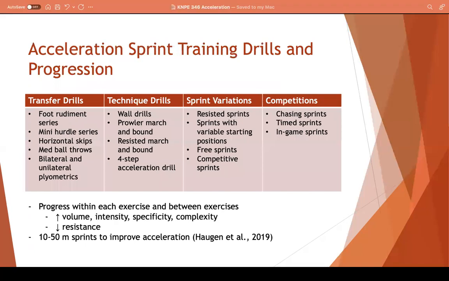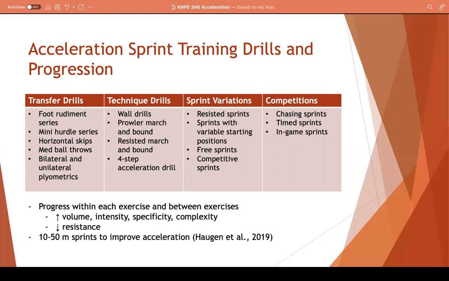Expanding on the acceleration sprint training, here is a list of transfer, technique, sprint variation, and competition drills. The foot rudiment series should be the warm-up for most sessions, as it prepares the legs' tissues, muscles, and joints for the plyometric and sprint work. Horizontal skips are useful given the horizontal force required in acceleration. Technique drills, such as wall drills and prowler marches, are useful in developing proper acceleration technique, while sprint variations and competitions introduce different demands and starting positions and more full-on, put-together sprints.